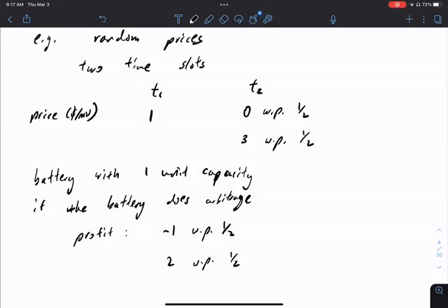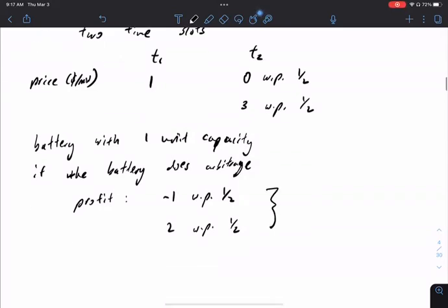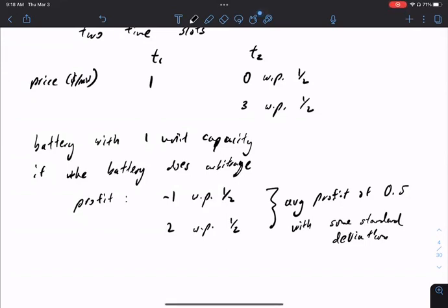Okay. So here what you have is this kind of probability. So this gives you an average profit of 0.5. So you have a probability of losing $1, or losing 1 unit of money, and a probability of gaining 2. So the average profit is 0.5 with some standard deviation. Okay. So you're not guaranteed.